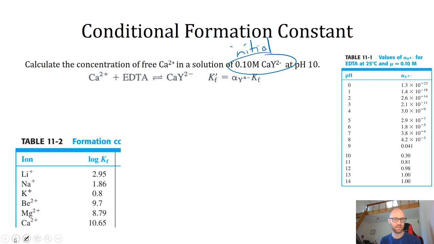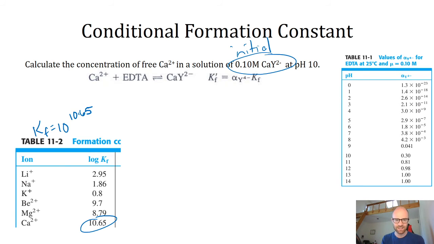So the way this will work is we have an initial concentration of 0.1 molar, and then equilibrium is going to take over. Now, like I said, here's our formation constant. Kf for calcium is 10 to the positive 10.65. This is massively large. However, it is not infinitely large, which means that as we establish equilibrium, there's going to be a slight shift back towards the reactants.